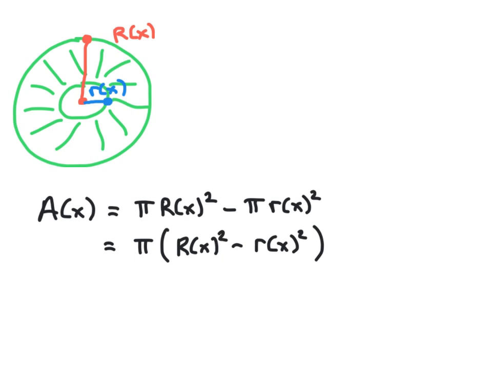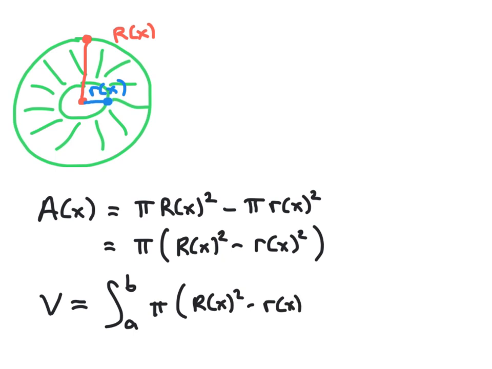inner radius squared. Well, once we have this, then we know the volume of our solid, where we have washer cross-sections such as this, will be given by the definite integral from a to b of this function, pi times the outer radius squared minus the inner radius squared, dx. And of course, this could be converted to an integral in terms of y as well, by just simply rewriting the radii in terms of the variable y.